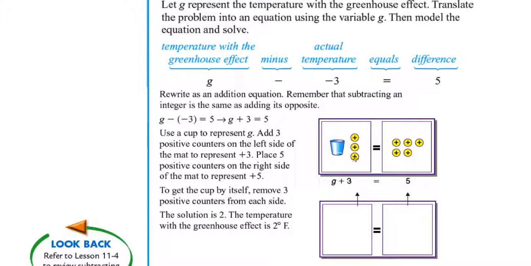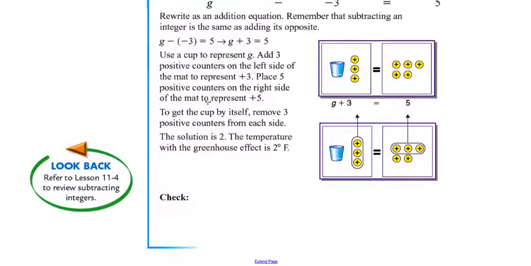Remember, whatever you do to one side of the equation, you need to do to the other side. So if we remove 3 positive counters from the left side, we need to remove 3 positive counters from the right side as well. Remove 3 counters here, remove 3 counters here. We end up with 2. So the solution is 2. The temperature with the greenhouse effect is 2 degrees Fahrenheit. Here G is isolated and the only positive counters left are 2.